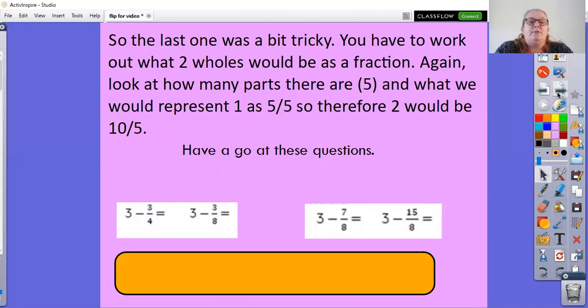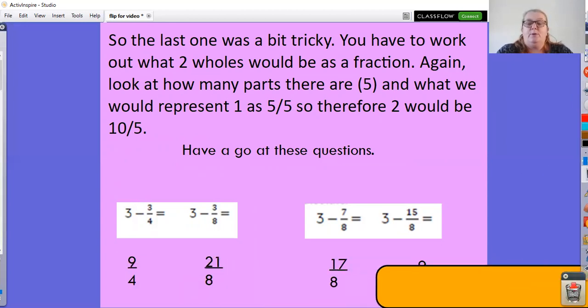So using that idea of transferring more than 1 whole into a fraction, have a go at these questions, pause the video, and then we'll come back and have a look at the answers. Okay, so you should have had a go at these by now. 3 take away 3/4 equals, 3 take away 3/8 equals, 3 take away 7/8 equals, and 3 take away 15/8 equals. And this reveals what your answer should be.